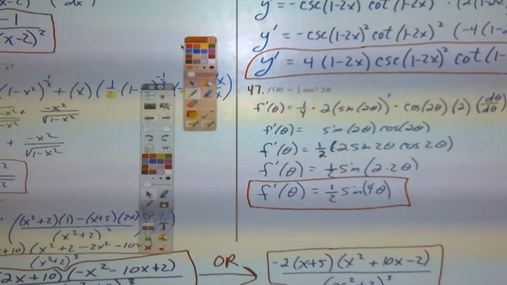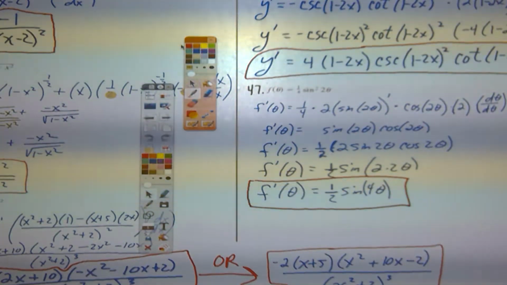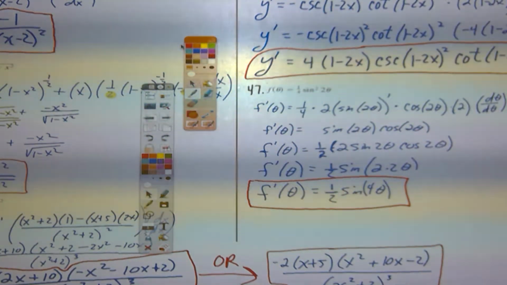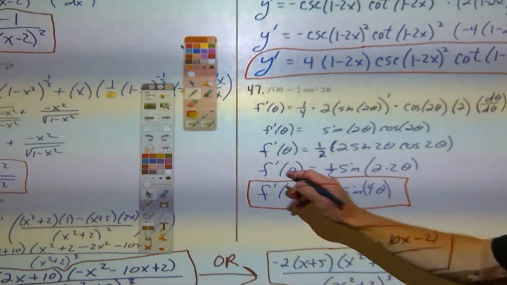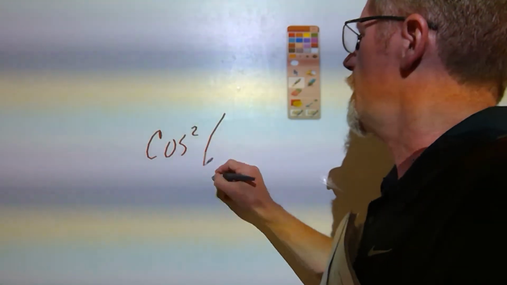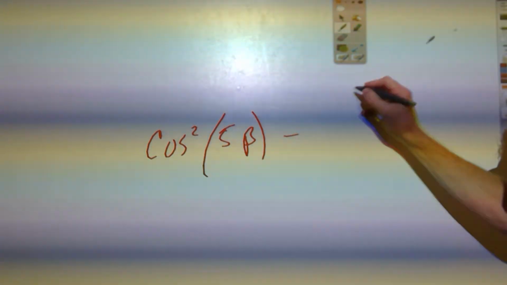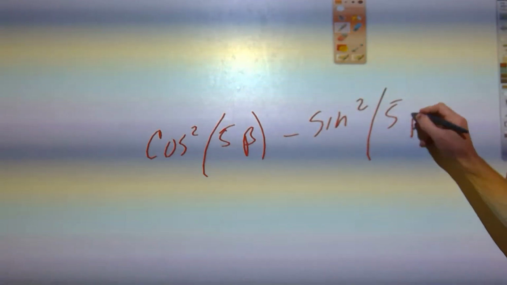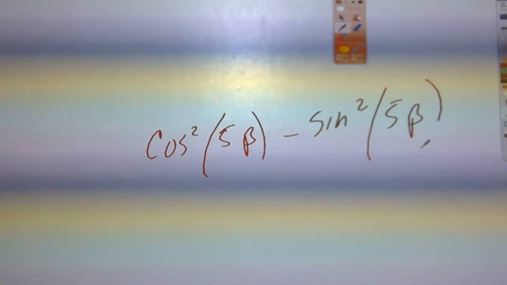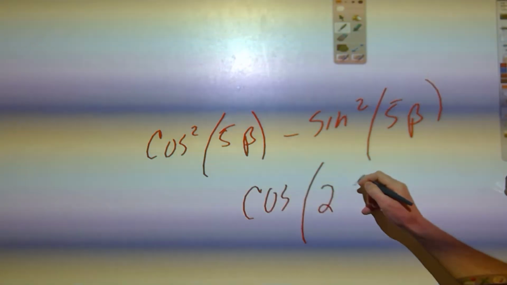Further questions? Yes. So you did the double angle for the sine 2 theta, but why don't you do the double angle for the cosine? Well, I would use double angle for cosine 2 theta if the problem that I'm looking at is something like, for example, if I had cosine squared of 5 beta minus sine squared of 5 beta, then I would use cosine double angle to simplify that. That's just cosine of 2 times 5 beta.